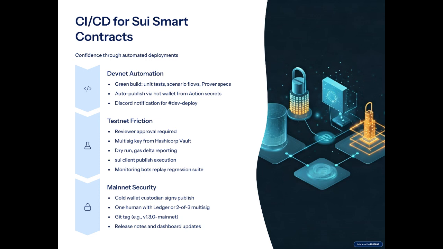If everything passes, the cold wallet custodian appears, could be one human with a Ledger or 2 of 3 multisig, and signs the mainnet publish. We tag git v1.30-mainnet, cut release notes, and point dashboards at the new package ID. One pipeline, no heroic midnight deploys.